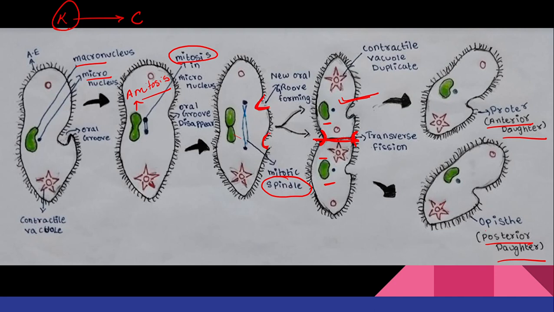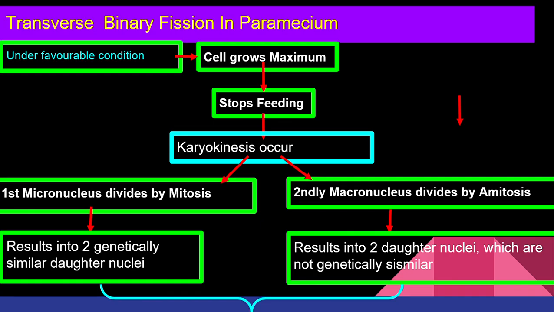So it is developed by the daughter cell, not the parent cell, while division, it is developed by the daughter cell, right? Now, let's see. Okay, I forgot to tell you that anterior daughter cells are called proter and posterior daughter cells are called opisthe. Now here let's see, under favorable conditions the cell grows to maximum and stops feeding.